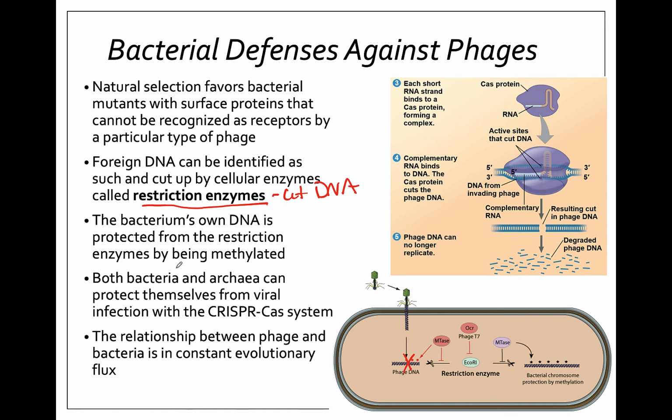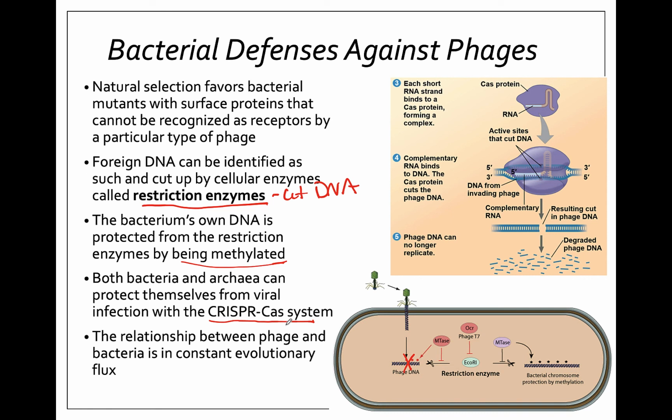Another thing that can happen is the bacteria protects its own DNA by being methylated. So it's got restriction enzymes that cut up foreign DNA, but those restriction enzymes can't cut up its own DNA. Bacteria also have something called the CRISPR-Cas9 system, which can target specific sequences and then cut them. So this is another mechanism for cutting up DNA. We've been using CRISPR-Cas9 to kind of make targeted changes while we study DNA. But bacteria can use this to target specific sequences in viral genomes, cut them up, and help protect themselves against those viruses.